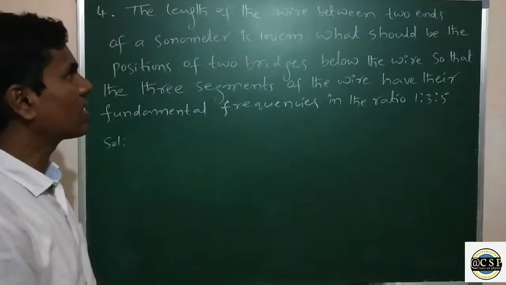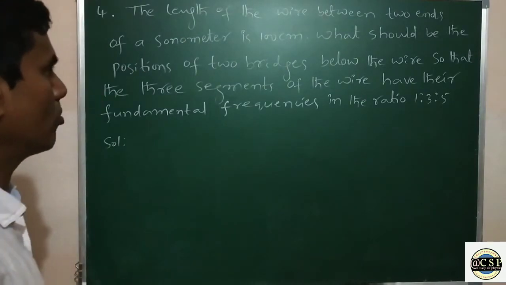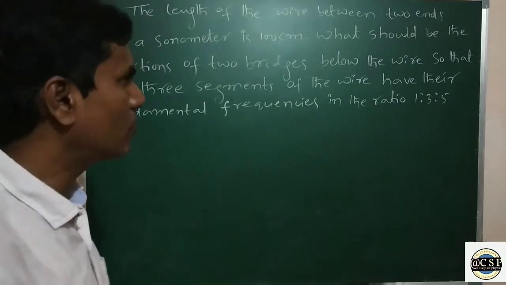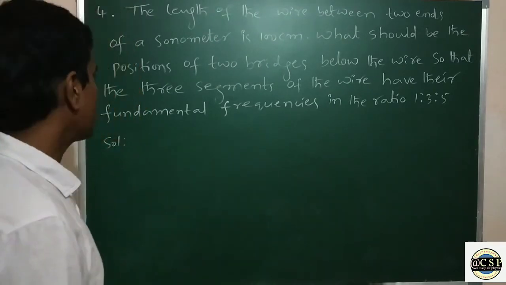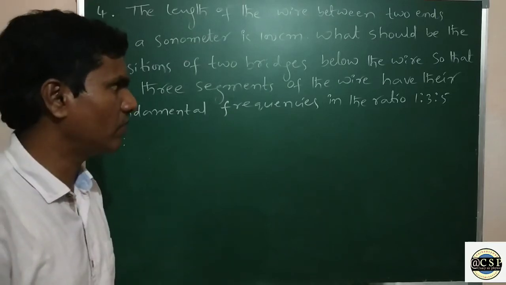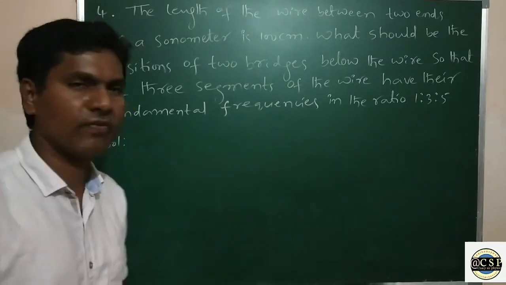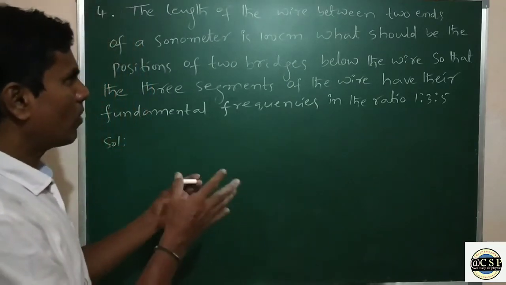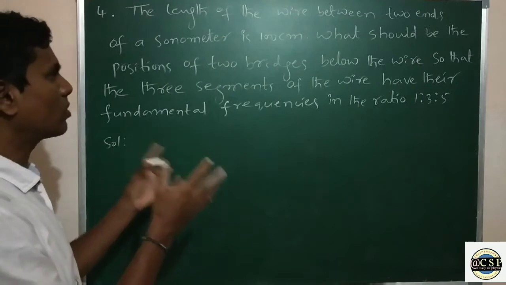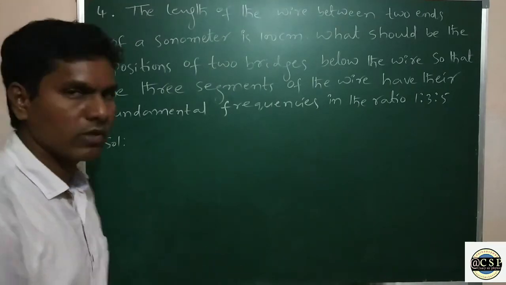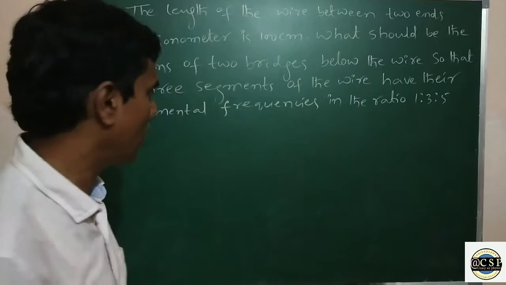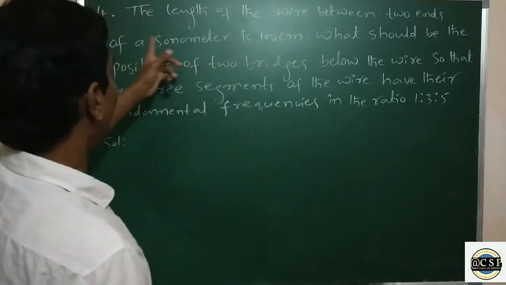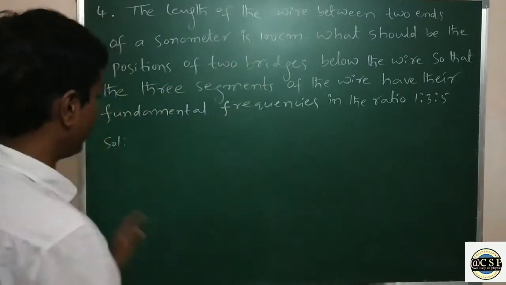Next question is, the length of the wire between two ends of a sonometer is 100 centimeters. What should be the positions of two bridges below the wire so that the three segments of the wire have their fundamental frequencies in the ratio 1:3:5? That we have to calculate now.